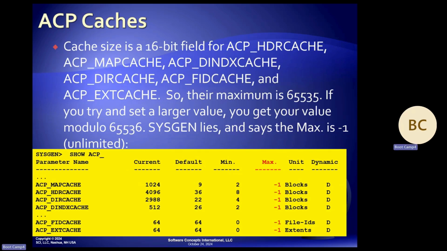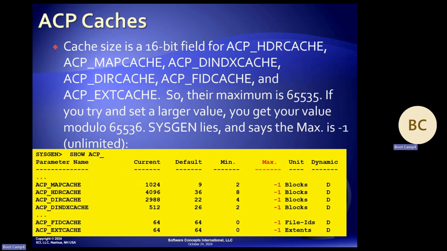Another problem that we run into, I'd love to see VSI change this. Cache size for ACP caches is a 16-bit field, but that means their maximum is 65,535. If you're trying to set a larger value, you can get away with setting a larger value. You can go into sysgen and say, set it to 200,000, whatever you want to set it to. But what really happens in practice is that it gets truncated to 16 bits and stored. And so it will be your value modulo 65,536.